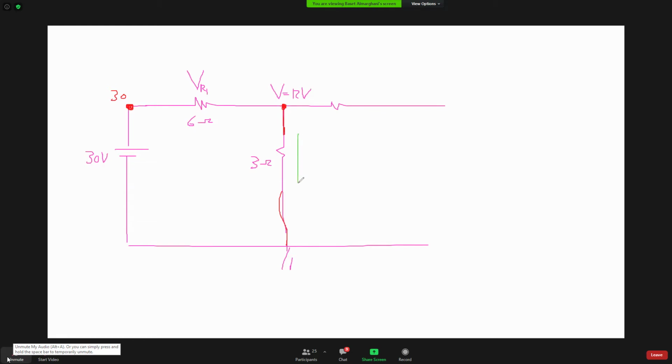What is the current in this resistor going this way? Let's say this is I2. I2 is the voltage across the resistor divided by the resistance. Now the current is going down, so the voltage across the resistor is 12 minus 0. Current is going down, so the positive is here, the negative is here. So 12 minus 0, this is the voltage. If we divide it by the resistance, we get what? The current.